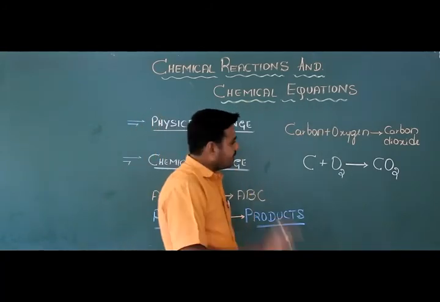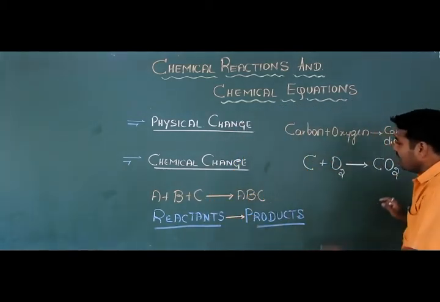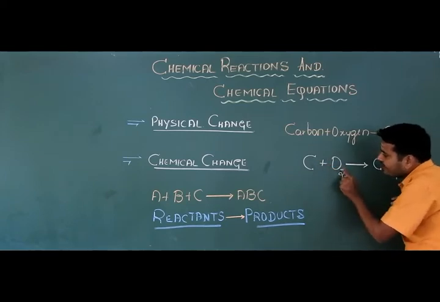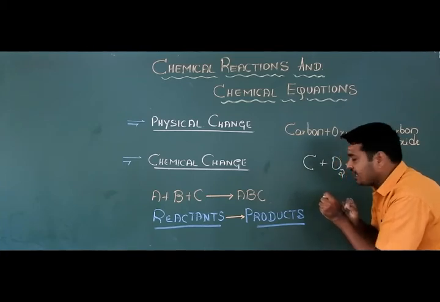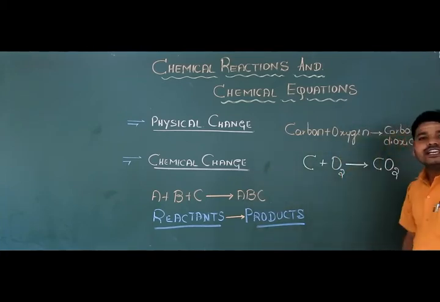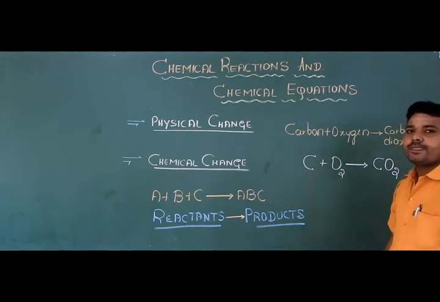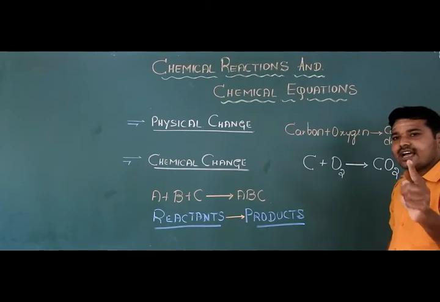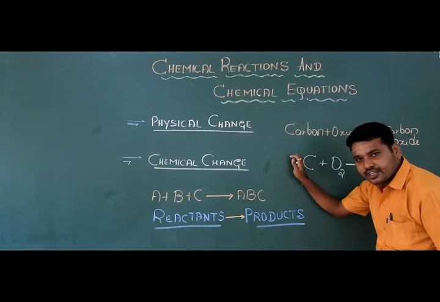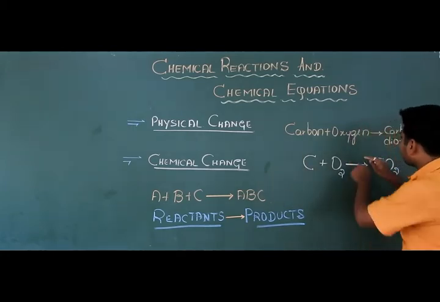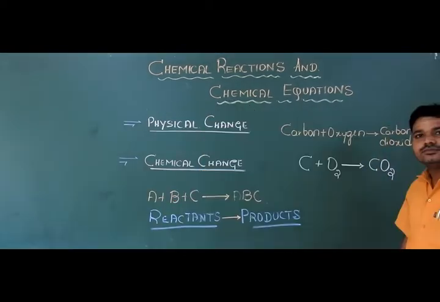And in the representation of a chemical equation, the reactants are always represented on the left hand side of the chemical equation and the products are represented on the right hand side of the chemical equation. Students, listen to this representation carefully. The reactants are always represented on the left hand side and the products are represented on the right hand side of the chemical equation, students.